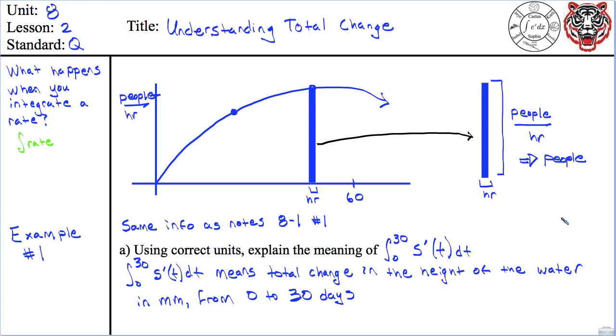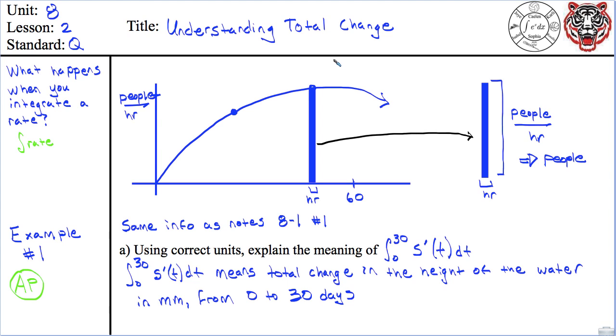So this part A right here, can we make a note on the side? I'm going to do an AP with the circle, and that symbol means that is a very common AP question. They always love asking, explain the meaning of one of these things using correct units. Be ready to face those on the AP test. That is an AP certified question right there.